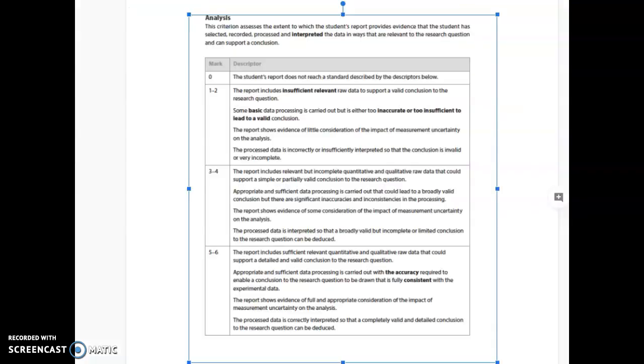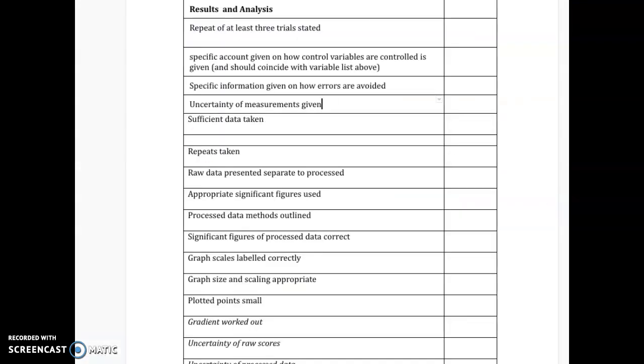Next, wrong one, got a lot of things open. You've taken sufficient data. Now this is to do with your range, that you've gone from the maximum and minimum value you could possibly have. So if you're looking at intensity of light with distance, that you've gone as close as you can to the light source, and as far away as you possibly can within the situation. If you're doing a pendulum, you've done a small one and a huge one. You've taken a good range.